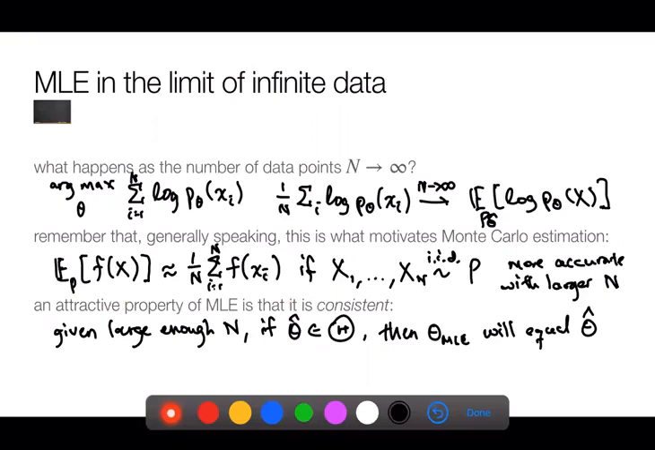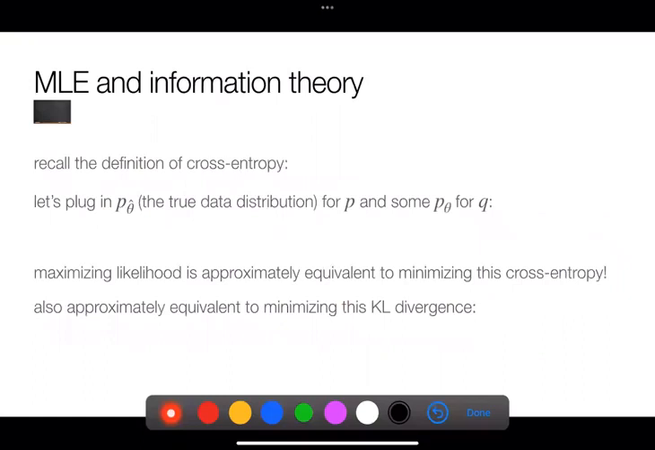Let me go through one more slide, and then I'll take a look at some of the questions. Like I said, we want to relate MLE to some of these concepts that we learned about in information theory, right? Well, I didn't exactly teach them; I just told you that they exist. Nevertheless, hopefully you all know that they exist, and so we can talk a little bit about this.